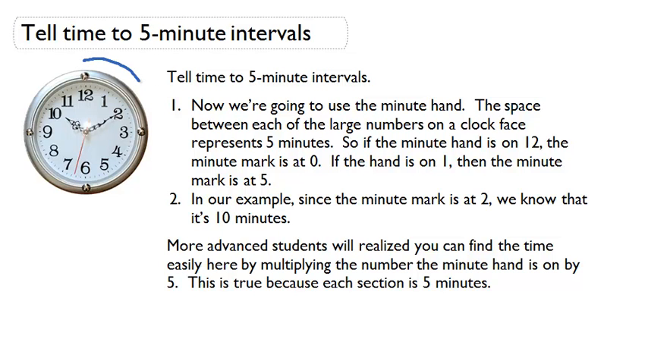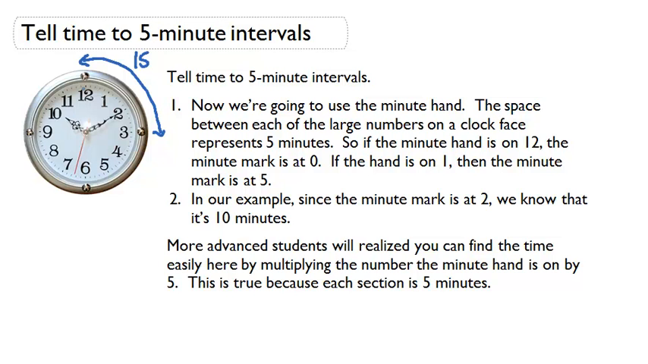We've learned that from here to here is approximately 15 minutes. From 12 to 3 is 15 minutes. And also from 3 to 6 and 6 to 9 and 9 to 12, for a total of an hour, which is 60 minutes. However, not all time is, obviously, 7:15, 7:30.